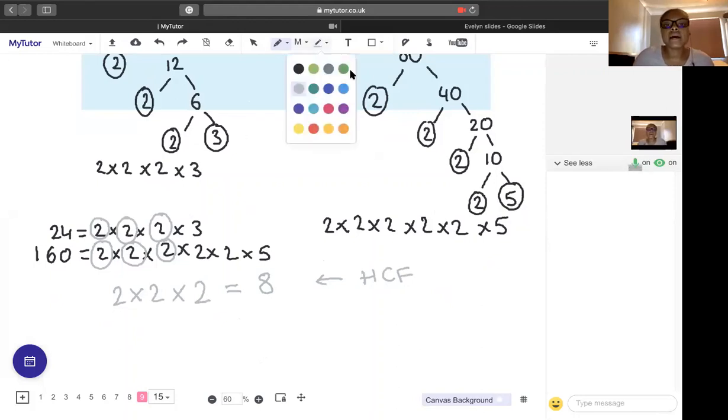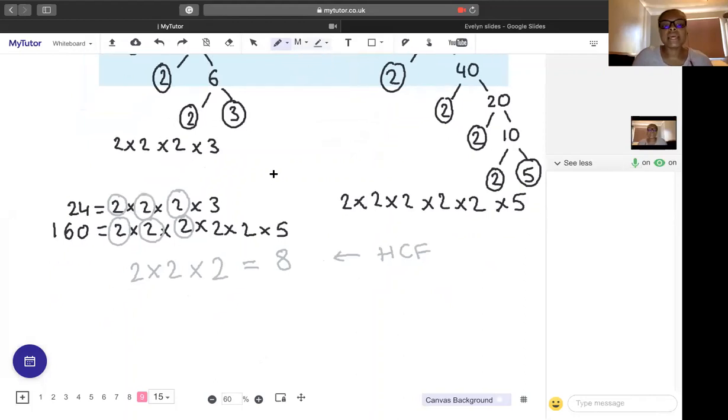So to work out the lowest common multiple, what we do is we cross out the numbers that we've already used to work out the highest common factor. So we used all the numbers which we've circled. And then we can write down the highest common factor that we got at the end.